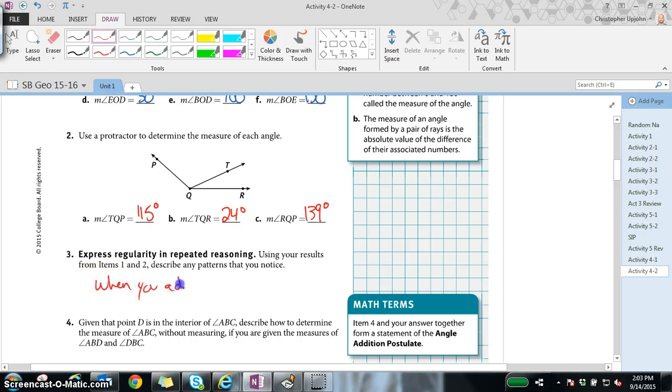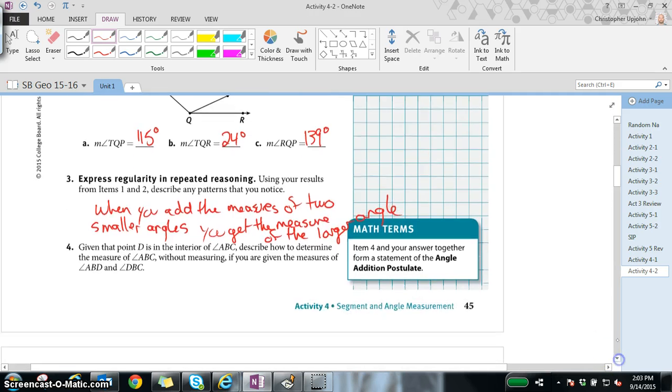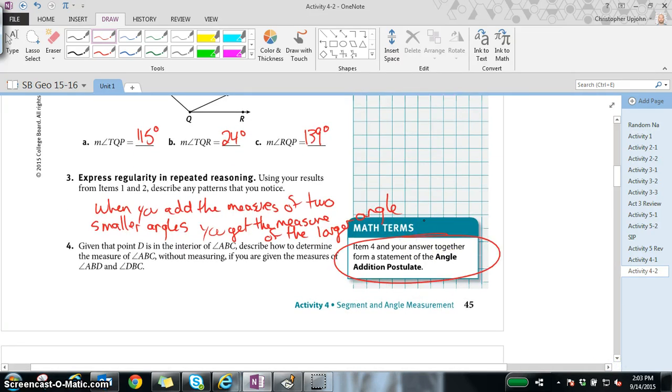When you add measures of two smaller angles, you get a measure of a larger angle. And that is our angle addition postulate. Just like we had the segment addition postulate, we can do the same thing for angles, as long as they don't overlap. So when we dealt with segments, we had to make sure that the point was between the 2 points. Now we're given that a point is in the interior of an angle.